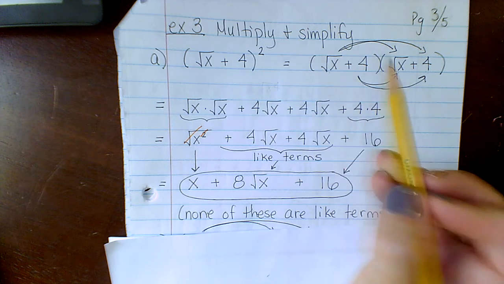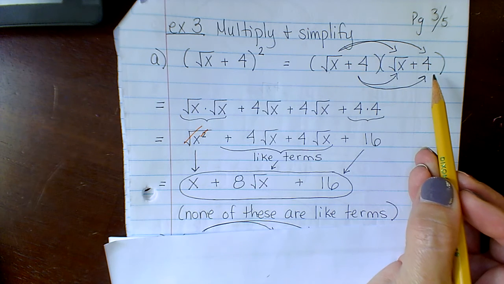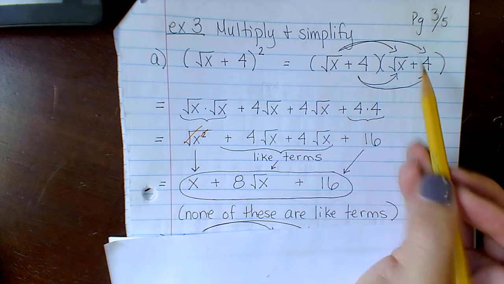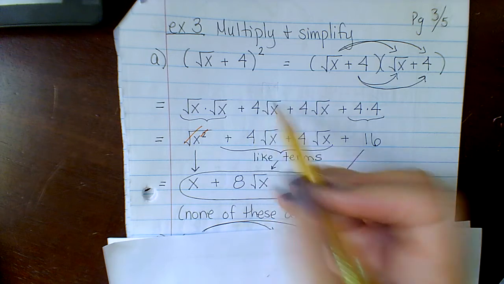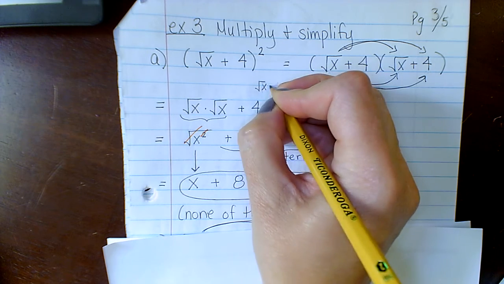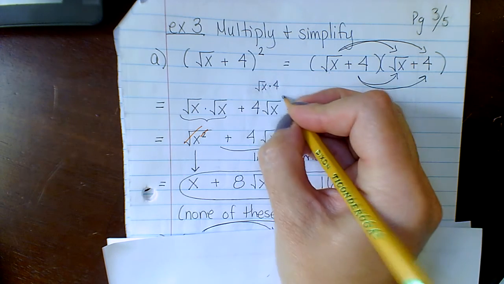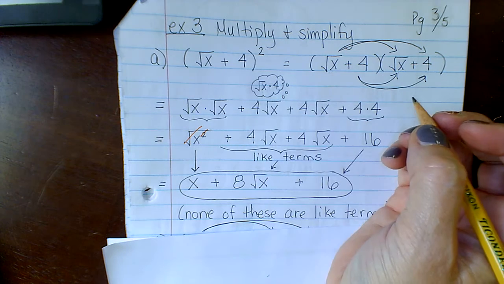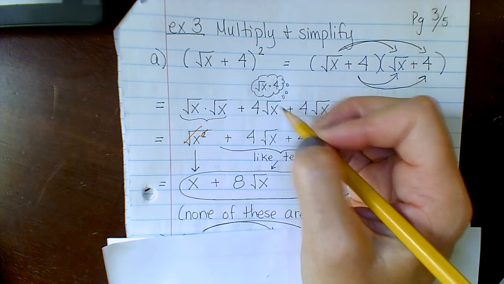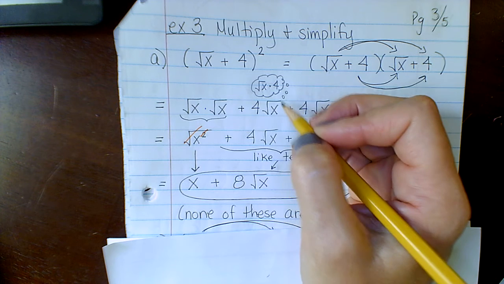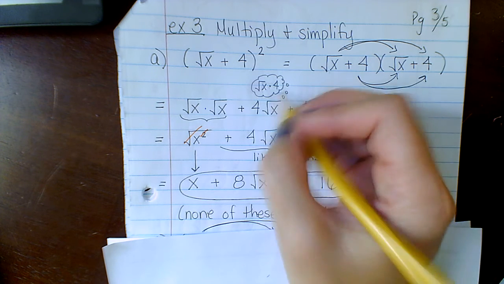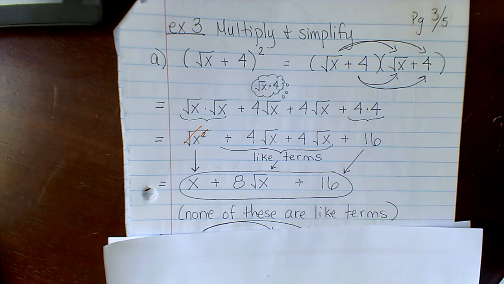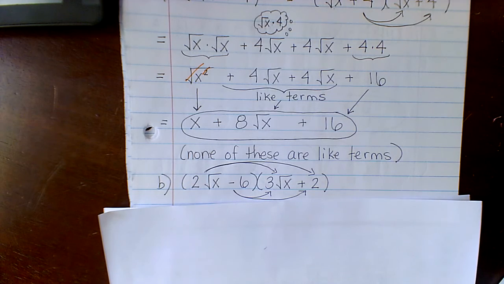So remember, the squared means this thing repeated. So it's that thing times itself, and then it's just the distributive property. Right here, instead of writing root x times 4, I wrote the 4 first. If you need some technical terminology here, that's the commutative property of multiplication. But yeah, I just put the 4 first so that there was no confusion as to where that 4 was. Was it under the radical or was it not under the radical? It's not. All right, so let's do another one here.